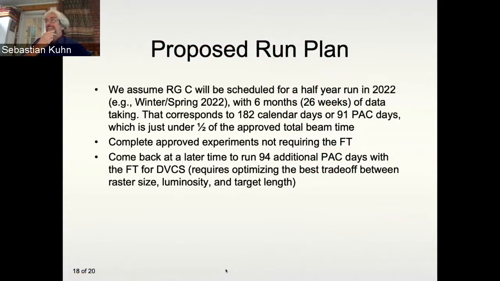So here's the proposed run plan. As I said earlier, the total number of approved PAC days is 185. So like all CLAS12 long run periods, it will be split into two. The first half should then run in 2022 at the latest. And during that run, we can complete those experiments that didn't request small angle photon detection, in other words the forward tagger, which makes it a little easier to run at high luminosity. And then we come back to run the additional PAC days, including the forward tagger, which is particularly important for the DVCS program.